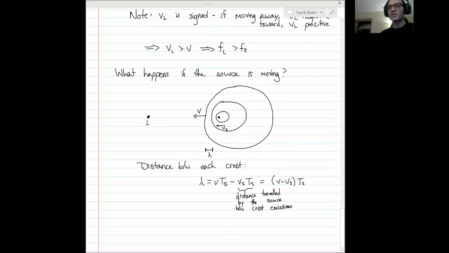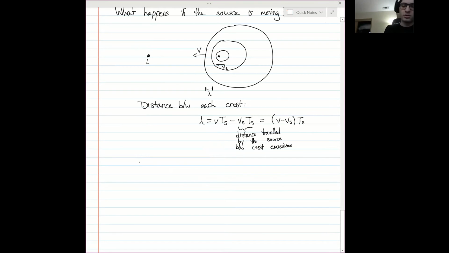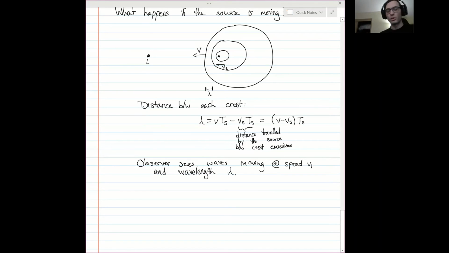And so what does the observer see? The observer sees waves moving, they're still moving at speed V, because the observer is not moving relative to the air, and the speed of a wave only depends on the medium. And wavelength lambda, right? The wavelength, this lambda here.